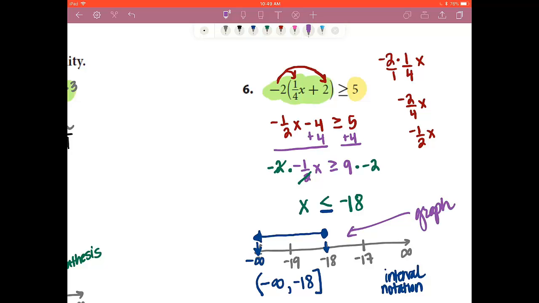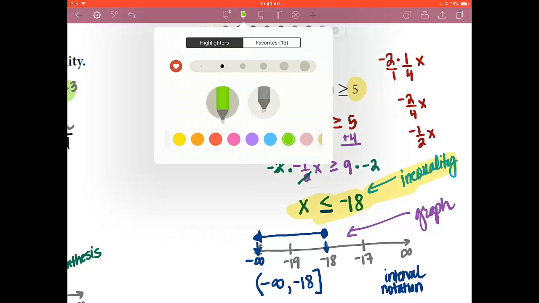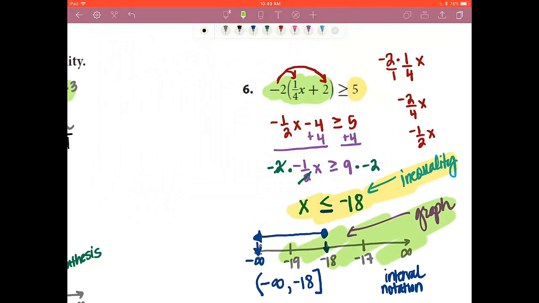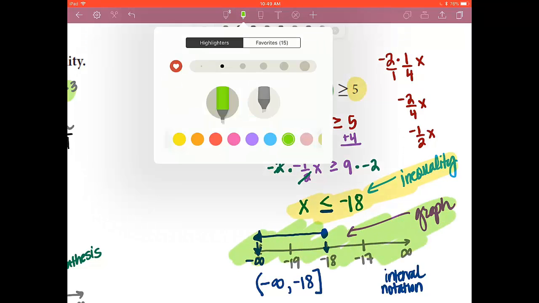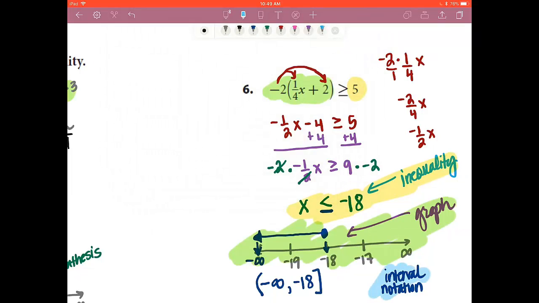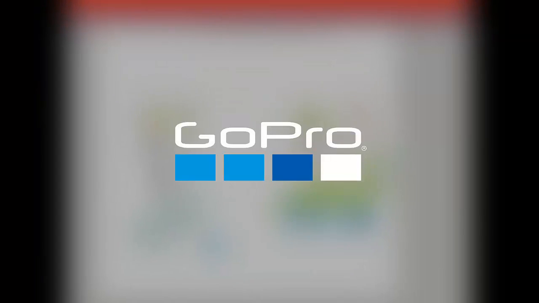Here we have our graphical representation. And here we have our inequality representation. So all three of these solutions, the inequality, the graph, and the interval notation, those are three different ways to show the solution to the inequality.